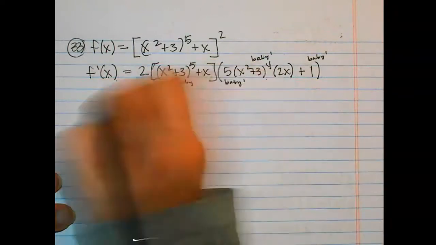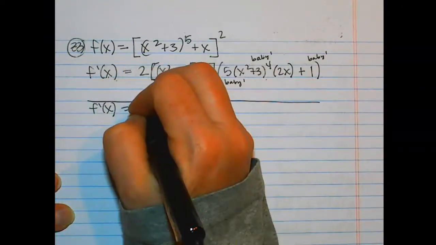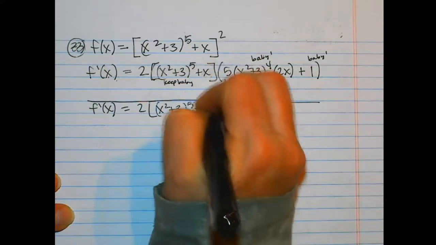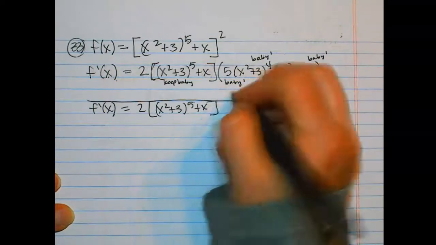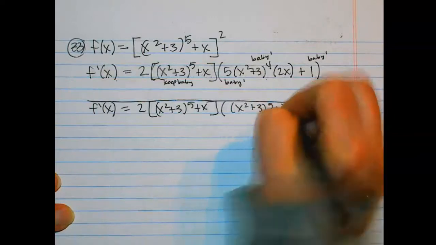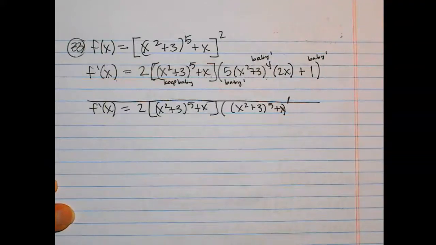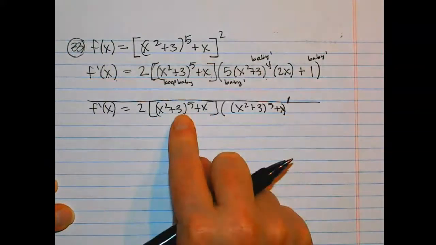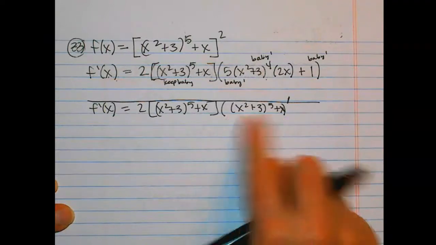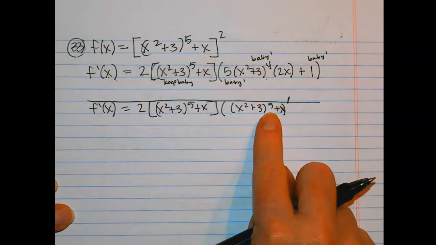So another way to think of this problem is, this is the long way. 2, keep the baby, x squared plus 3 to the 5th plus x to the first power, times take x squared plus 3 to the 5th plus x, and I'm going to have to prime that. So we took the derivative of the outside function and kept the composite. Now we have to take the derivative of the inside, take the derivative of the baby, but we haven't done it yet. This route is a longer route, but it may prove less confusing.